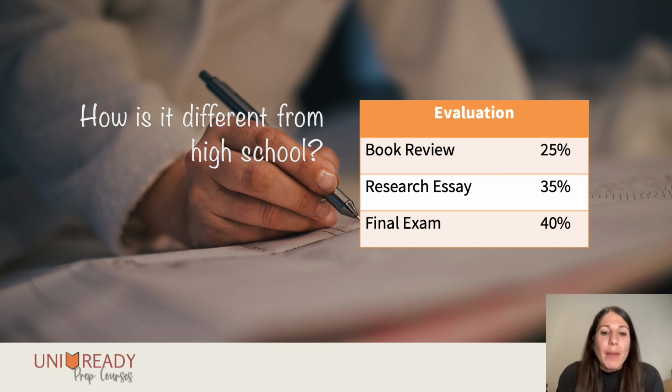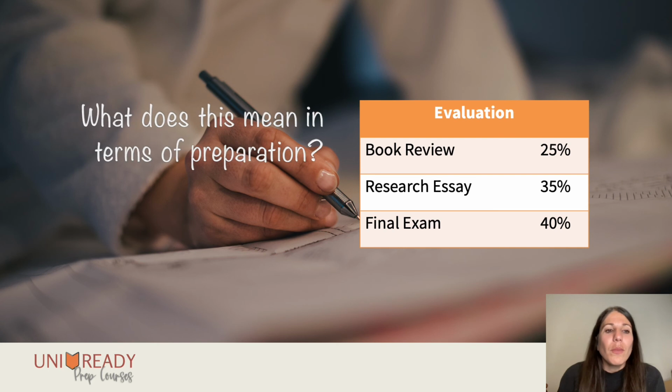And so what can happen is students will procrastinate and then they leave it to the last minute. But there's a bit of a risk here. Each one of these assignments is actually worth quite a bit, right? A book review is 25%, research essays 35%, and a final exam is 40%. So if you mess up on one of these, your grade is going to really, really suffer.